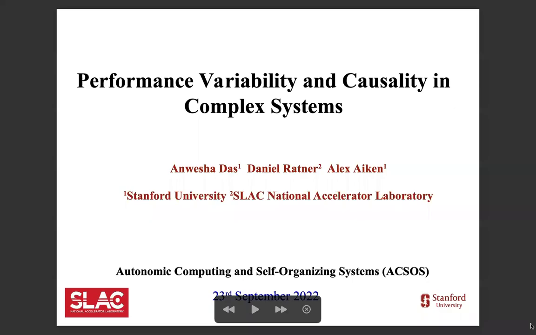Hello, everyone. I'm going to give a brief overview of our work on performance variability and causality in complex systems. This is joint work with Daniel Ratner and Alex Aiken.